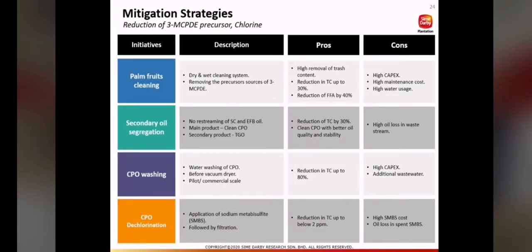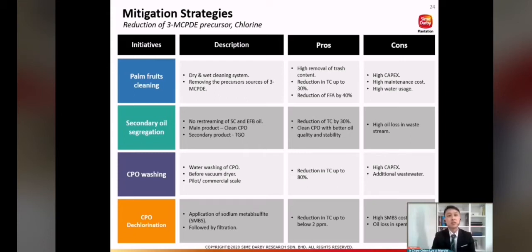Yes. So to answer these questions, these CPO dechlorinations are done at the laboratory scale. Basically we do mixing with SMBS, and then we filter it out. This method is done on the crude palm oil itself, not after refining. And this method was tested before the degumming stage.